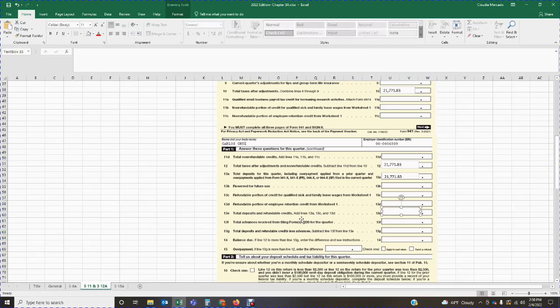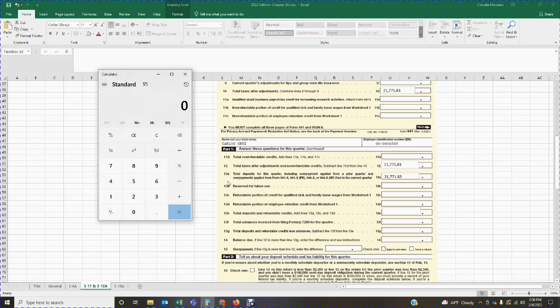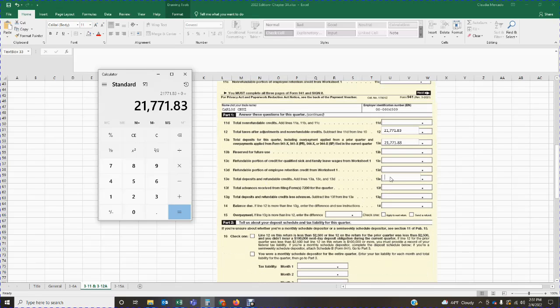So we're going to add lines 13A, which is 21,771.83. Okay. And then we're going to add 13C. 13C is 0. And then we're going to add 13D. 13D is also a 0. So the amount would be 21,771.83. That would be 13E. Okay.